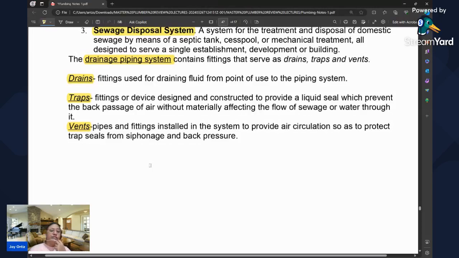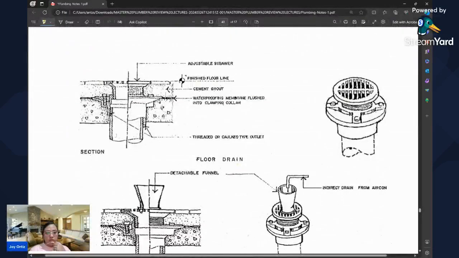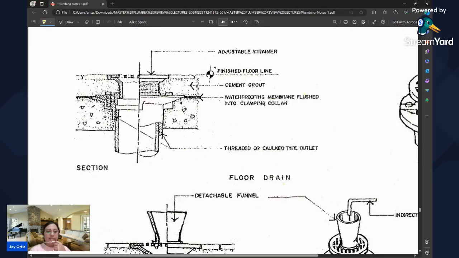We have also the vents. This is the pipes and fittings installed in the system to provide air circulation so as to protect trap seals from siphonage and back pressure. So we have here a sample design.